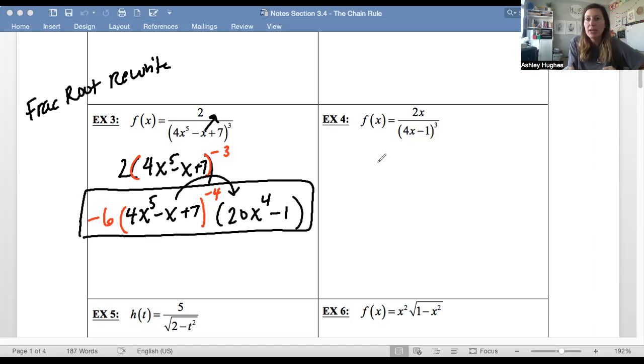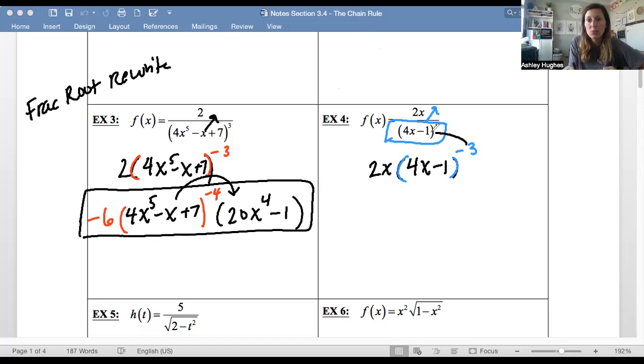Okay, this one, let's try rewriting it. You do 2x, you bring this up. Now when I bring it up, I want you to think for a second. What power is this going to be when I bring it to the numerator? It was a 3. Now what is it going to be? Hopefully you said negative 3.